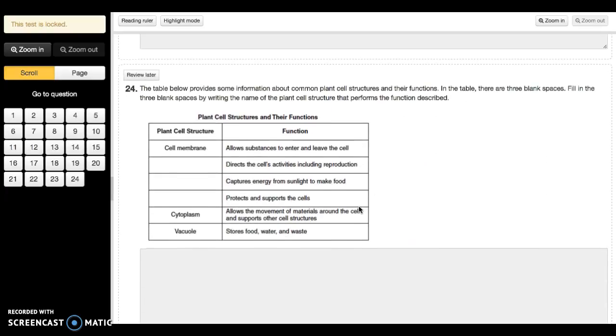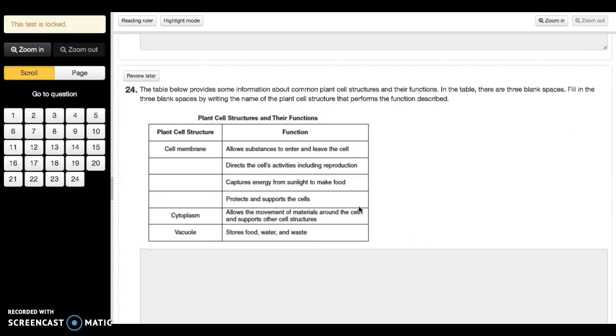And finally, this table shows some information about common plant cell structures and their functions. There are 3 blank spaces. Fill in the 3 blanks by writing the name of the plant cell structure that performs the function described. So you need to figure out which one directs the cell's activities, including reproduction, which one captures energy from sunlight to make food, and which one protects and supports the cells. So if you said nucleus, chloroplast, and cell wall, you are correct.